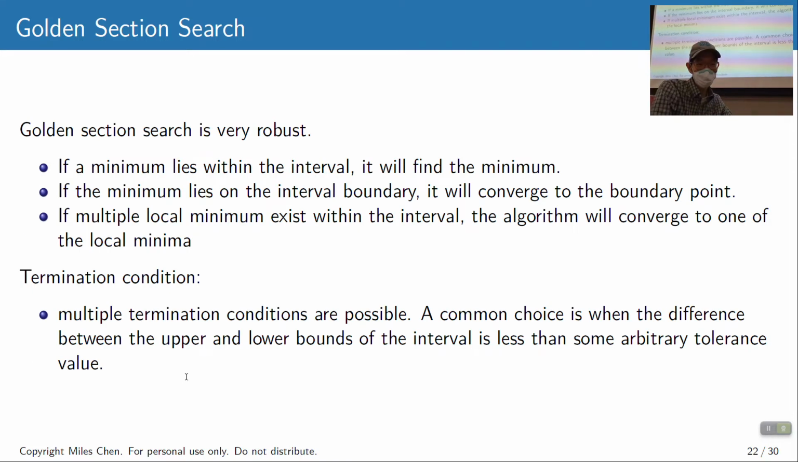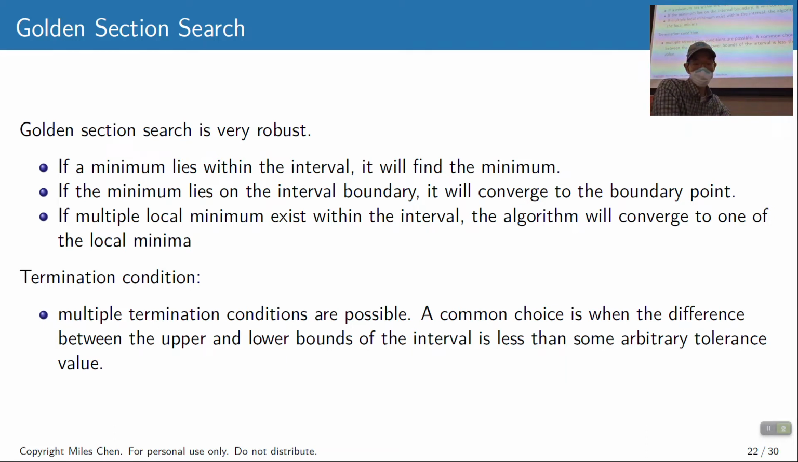Okay. So the golden section search is very robust. If a minimum lies within the interval, it will find the minimum. If the minimum happens to lie on the interval boundary, it will converge to that boundary point. If you have multiple local minima in the interval, then the algorithm will end up finding at least one of them. We'll converge to one of those.